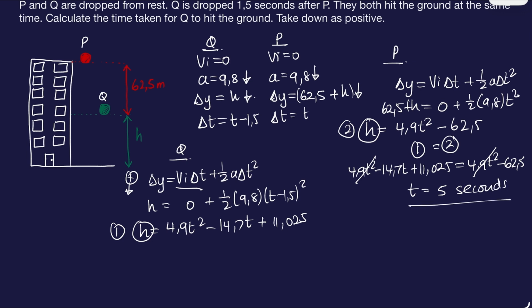Now we solved for T, but that is the time for P. They want to know the time for Q. So the time for Q will equal 5 minus 1.5, which is equal to 3.5 seconds.